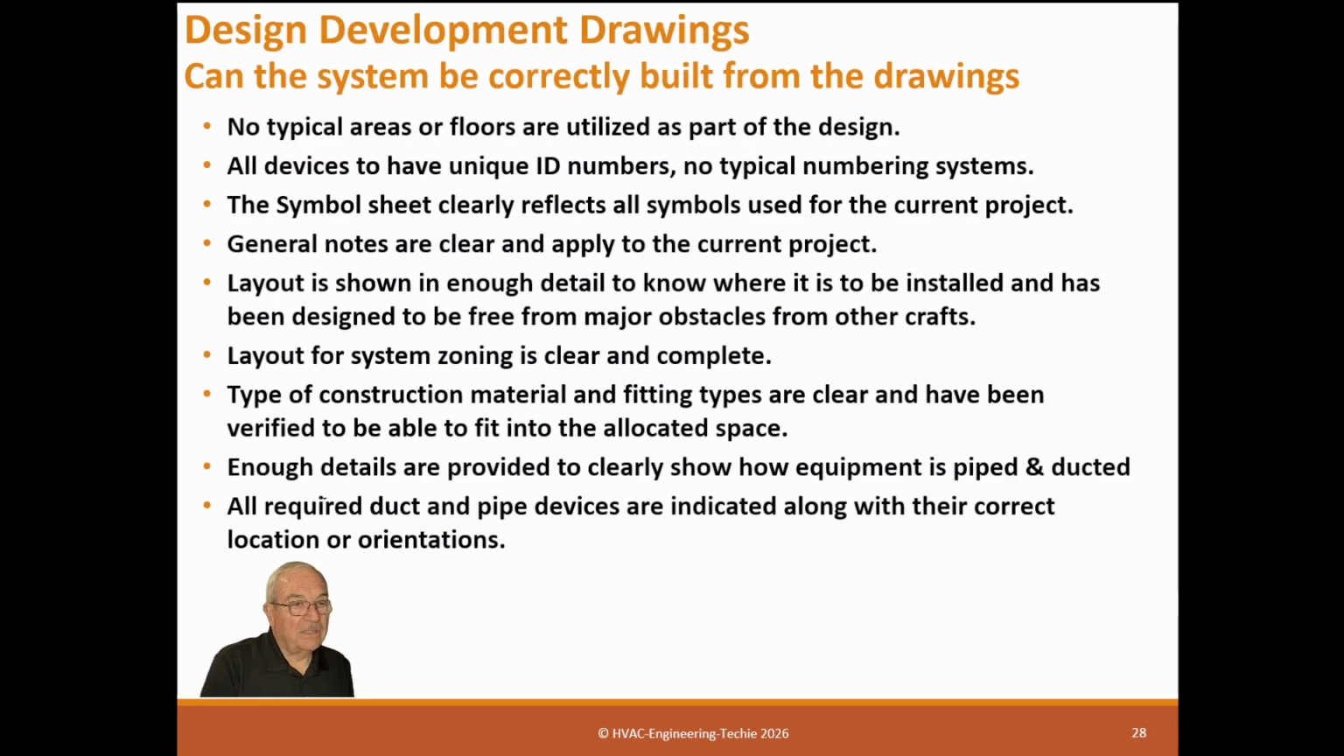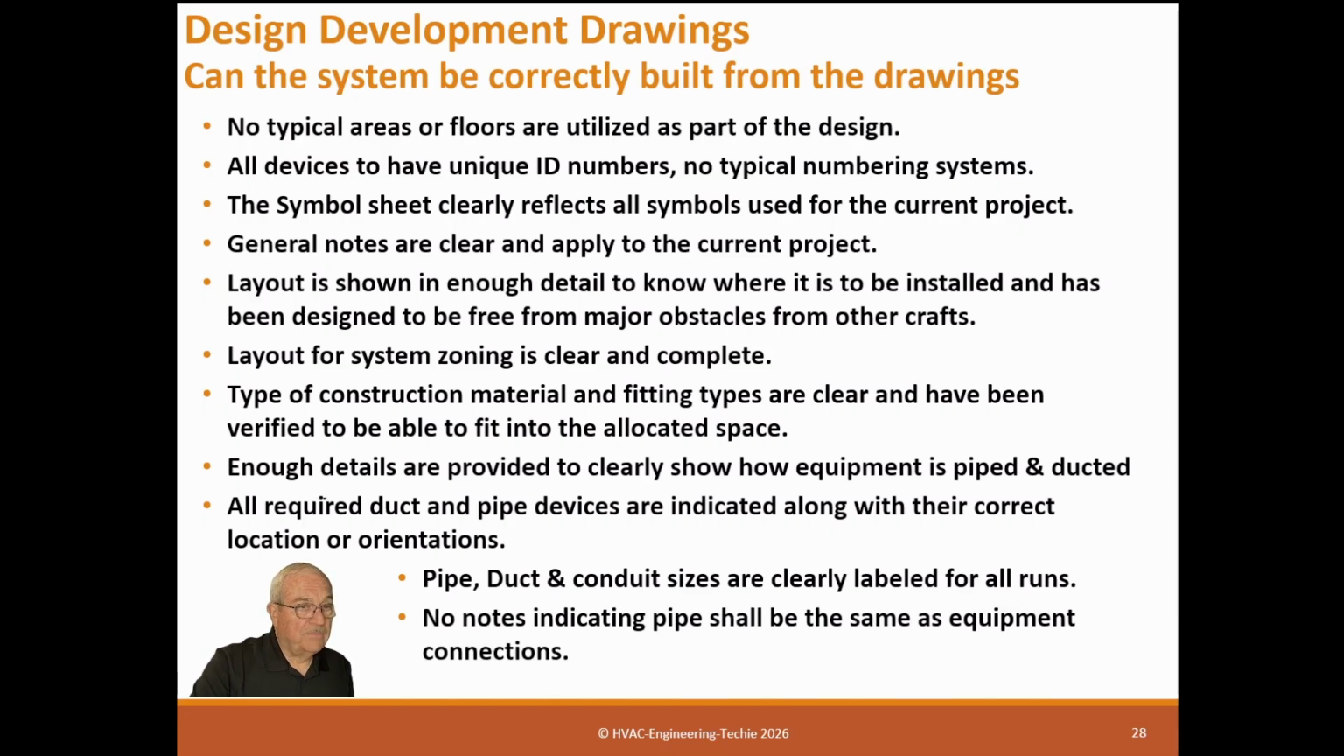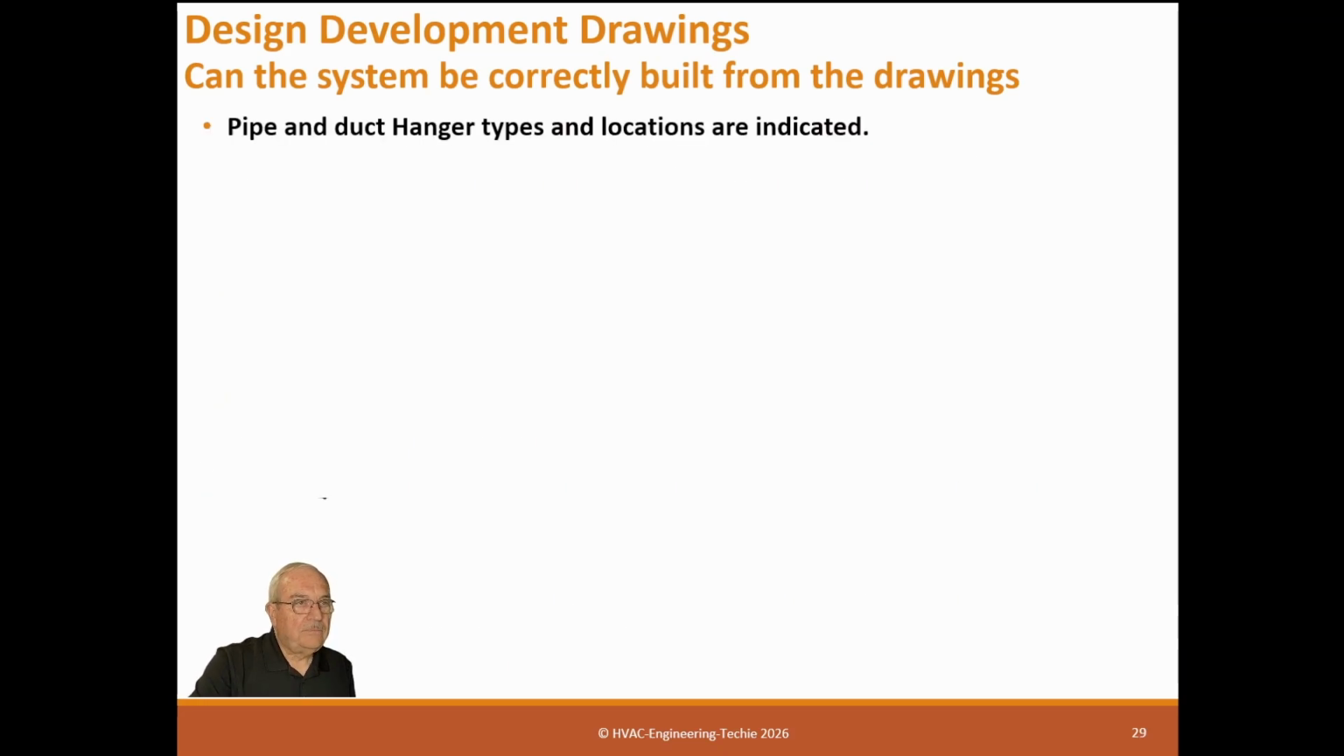All required duct and pipe devices are indicated along with their correct location and orientations. Pipe, duct, and conduit sizes are clearly labeled on all runs. No notes indicating pipe shall be the same as equipment connections. We'll see that a lot and say, well, it's just the same size as equipment connections. And then you look and you've got a branch going out, it's got 2 units on it. So that doesn't work. We need to make sure everything is labeled. Can the system be correctly built from these drawings?